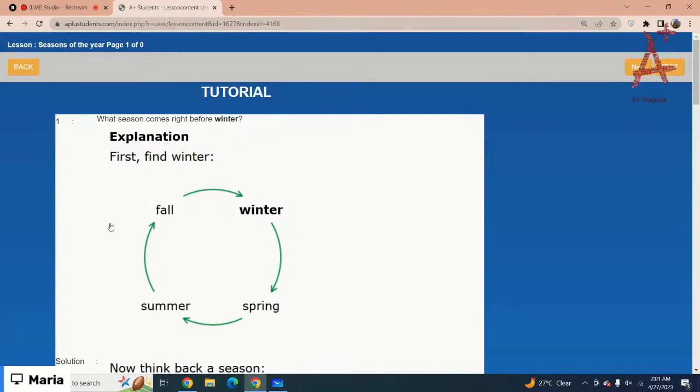Got it? And this way, right after the winter you have spring, after spring you have summer, then fall, and the cycle goes on. Got it? Winter, spring, summer, fall, then again winter. You can follow the cycle.